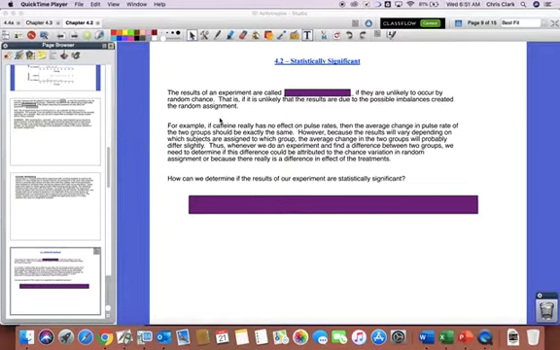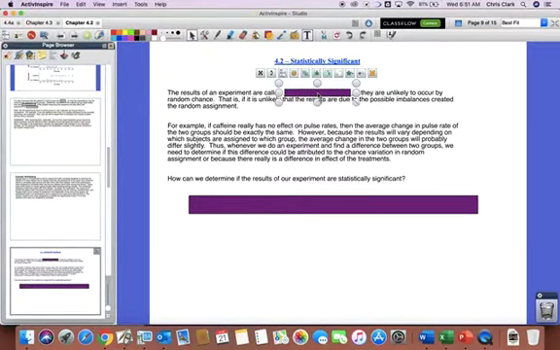The definition of statistically significant means that the results of any experiment are called statistically significant if they are unlikely to occur by random chance, so that the results that we get from the experiment are unlikely to occur by random chance.